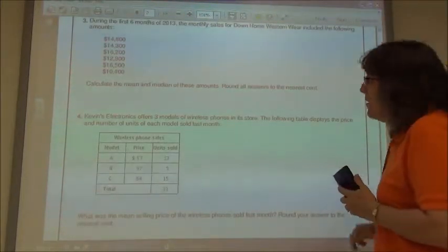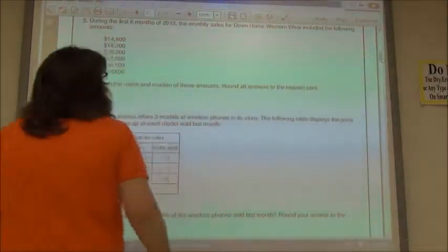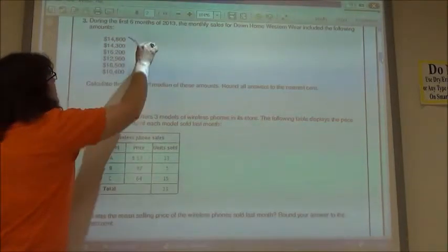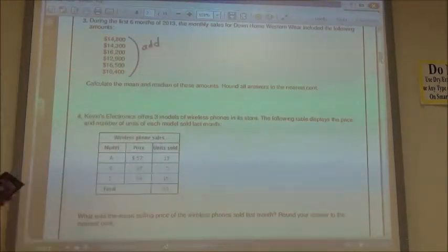Number 3, same kind of thing. During the first 6 months of 2013, the monthly sales for Down Home Western Wear included the following amounts. Calculate the mean and the median. So if I'm going to do the mean, I have to start by adding. Add all those up.